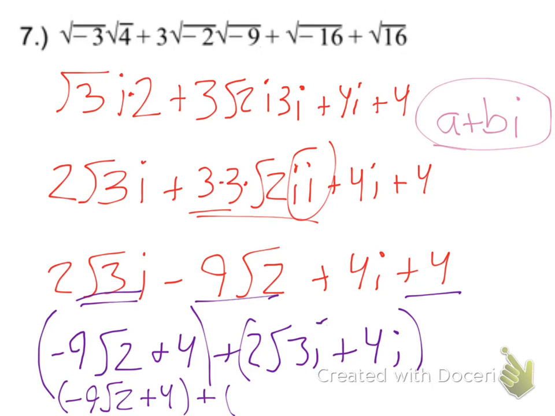And if I take i out, I'm going to put it at the end because that's where it belongs. And what's left is 2 square root of 3 plus 4. Now you have a, you have b. You have your real and you have your imaginary component. Done. That's what your book is going to expect you to have.